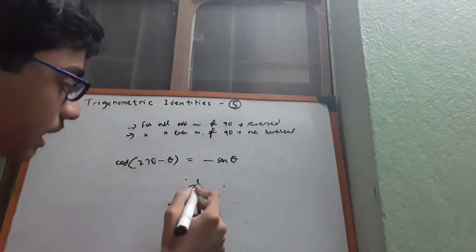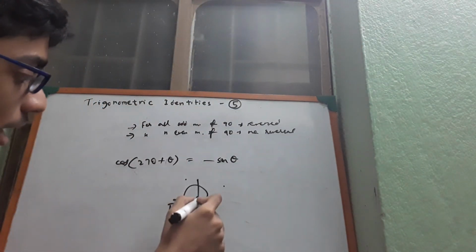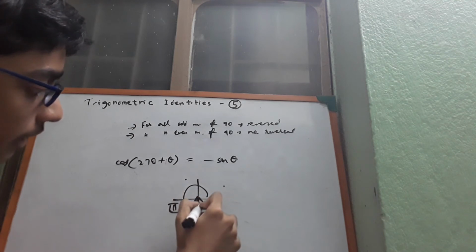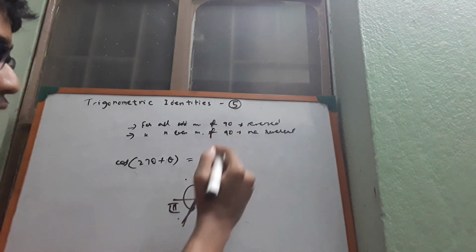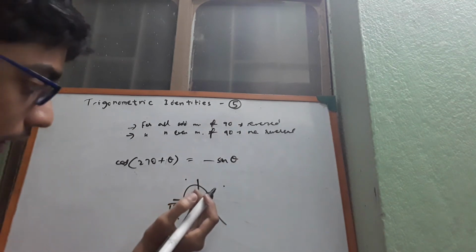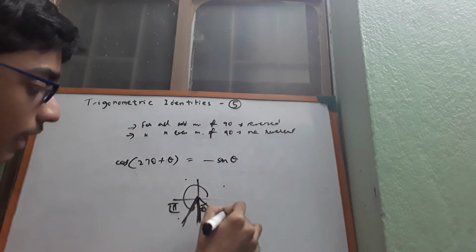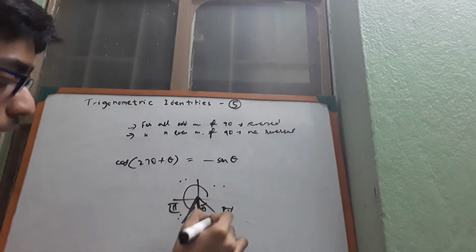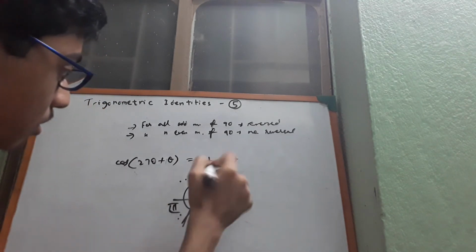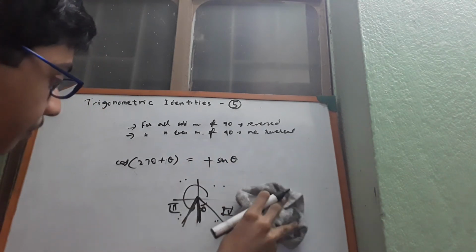And if it was 270 plus theta, we would have added theta here, so it would have moved in the anti-clockwise direction. Sorry, the previous one was clockwise; in this case it would have moved anti-clockwise and ended up in the fourth quadrant. So all school to college: in the fourth quadrant cos is positive, so positive sine theta in that case.